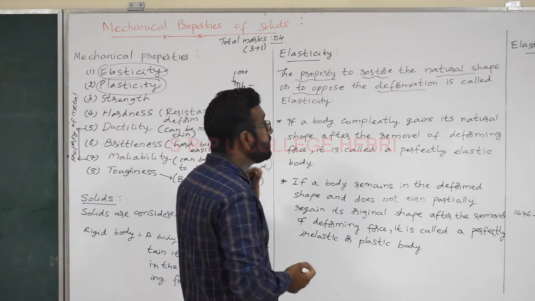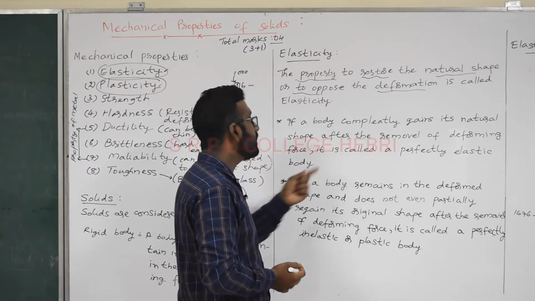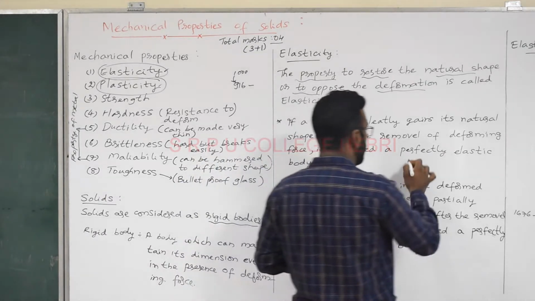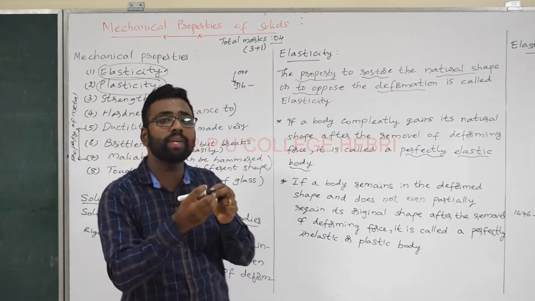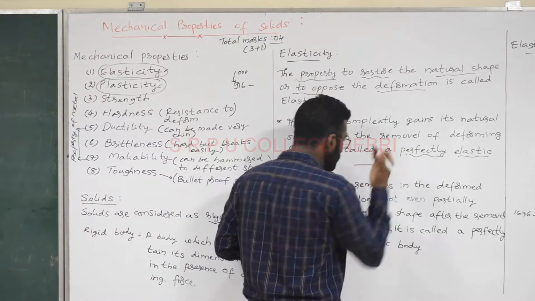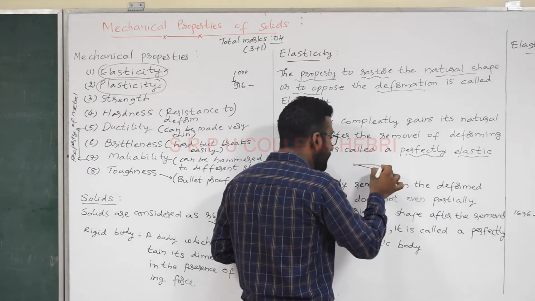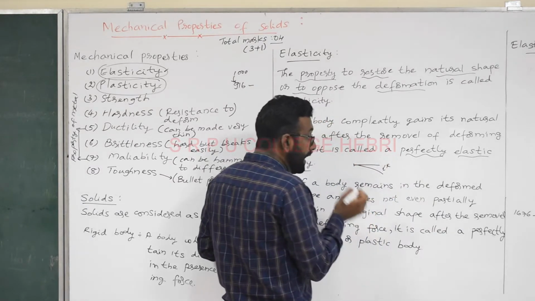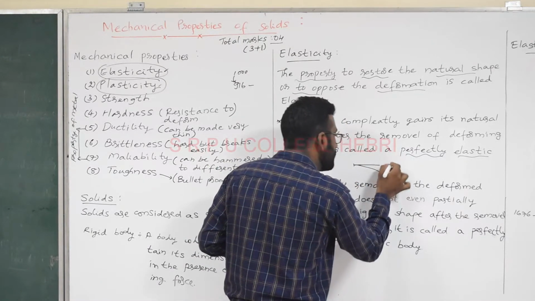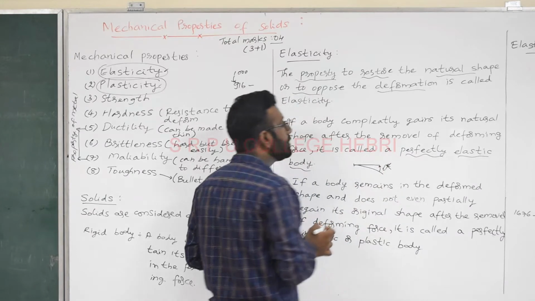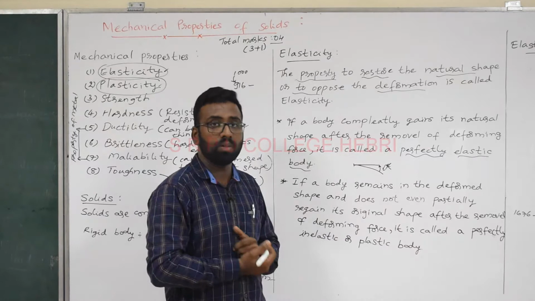Now, if a body completely regains its natural shape after the removal of the deforming force, we call it a perfectly elastic body. See here, if the body can regain its original shape perfectly, like if you have a metal over here and I bend it by applying some force, and after I remove this force it regains exactly the same position, then I call it a perfectly elastic body.